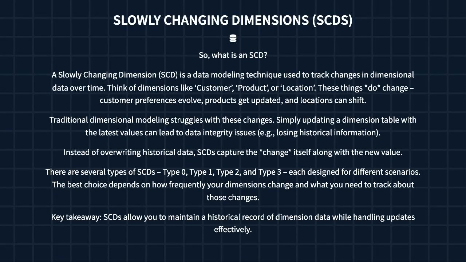Okay, let's talk about slowly changing dimensions. Basically, these are dimensions, things like customers or products that change over time. Imagine a customer who used to buy blue shirts but now prefers red. Traditional data modeling can get tricky when you want to keep track of how those changes happened and what the values were at different points in time.